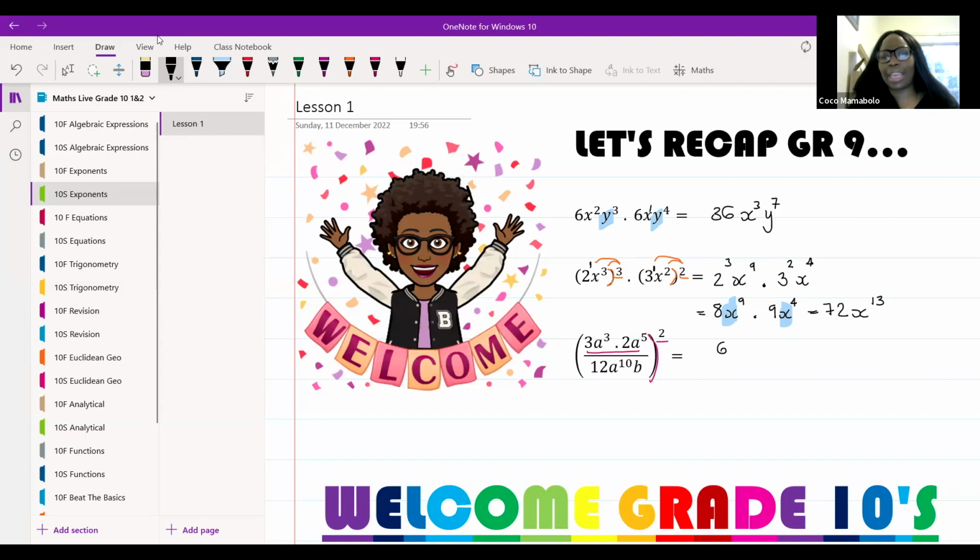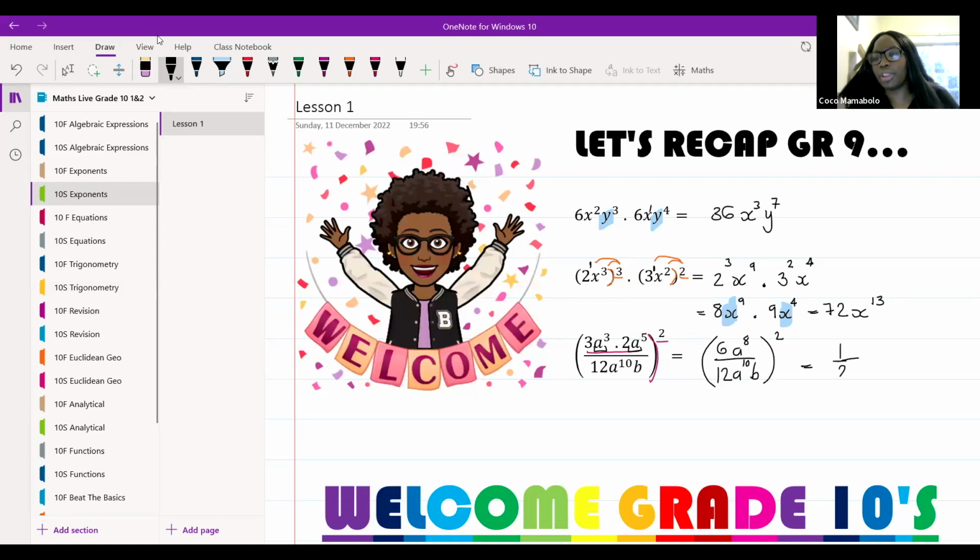And then I've got like bases being multiplied. So I'm going to keep my base a and I'm going to add my exponents. So that's going to be 3 plus 5 will give me 8 over 12a to the power of 10b all squared. Now, I'm going to simplify the thing on the inside before we get started. So 6 divided by 12, that's going to give us a half.